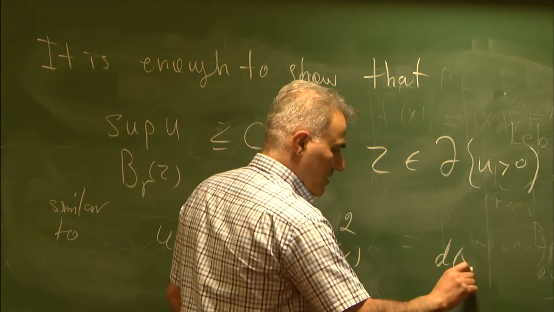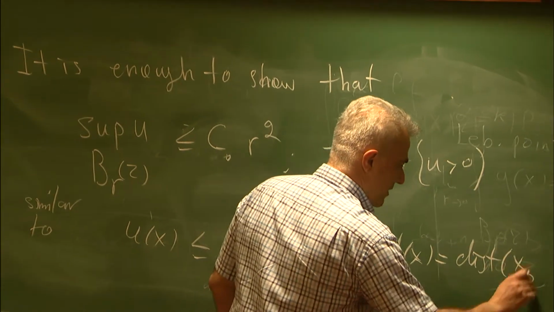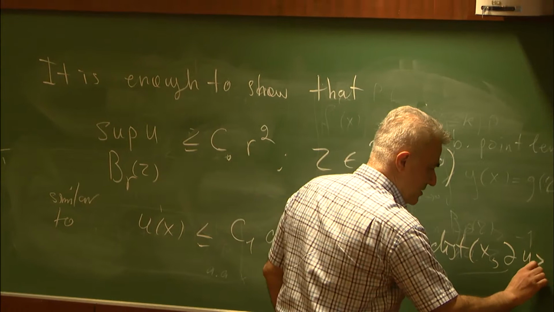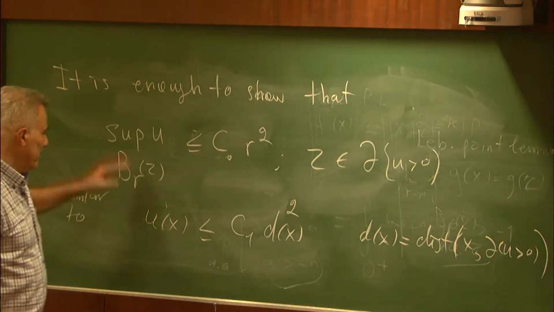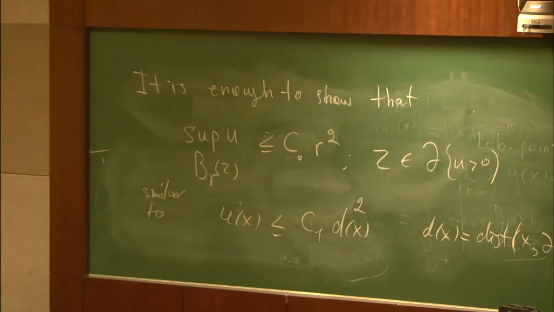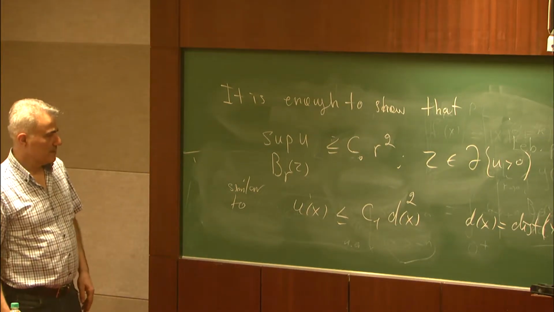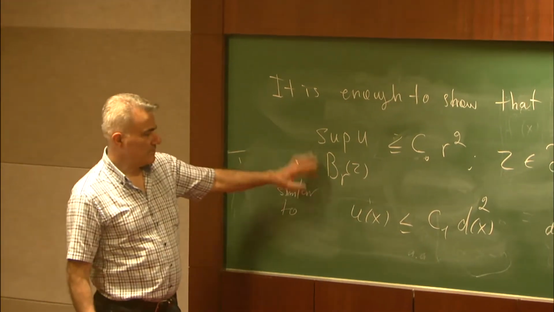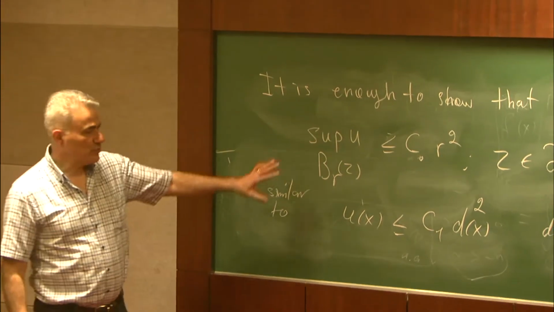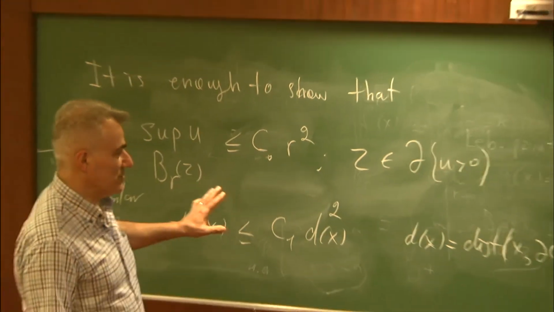Here, dx is the distance of x to the boundary of the set that is positive. Well, they're the same thing basically. I will maybe leave this to you to verify. Okay? And then it's enough to prove this. If you prove this, then the question is whether I'm going to get what I just suggested.